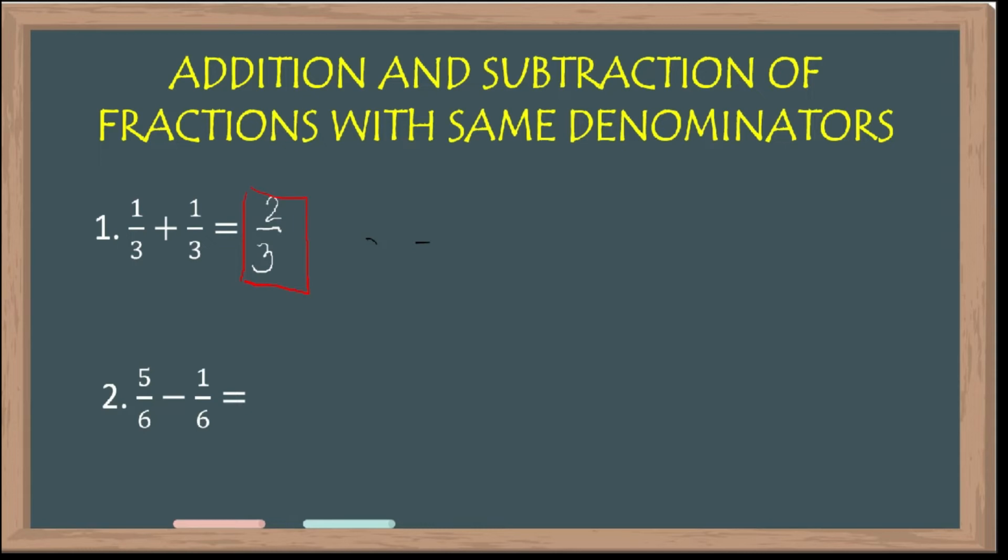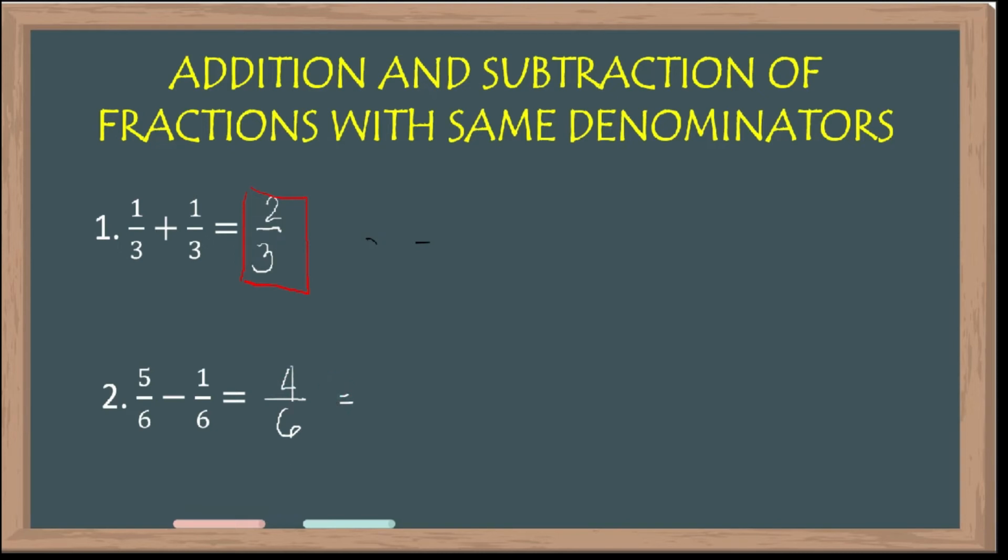Madali lang. Now, how about number 2? 5/6 minus 1/6. So, kung mapapansin nyo, we have the same or like denominators. So, again, copy lang yung ating denominator na 6. Since our operation is subtraction minus, ma-minus natin yung ating numerator. So, 5 minus 1, that is equal to 4.